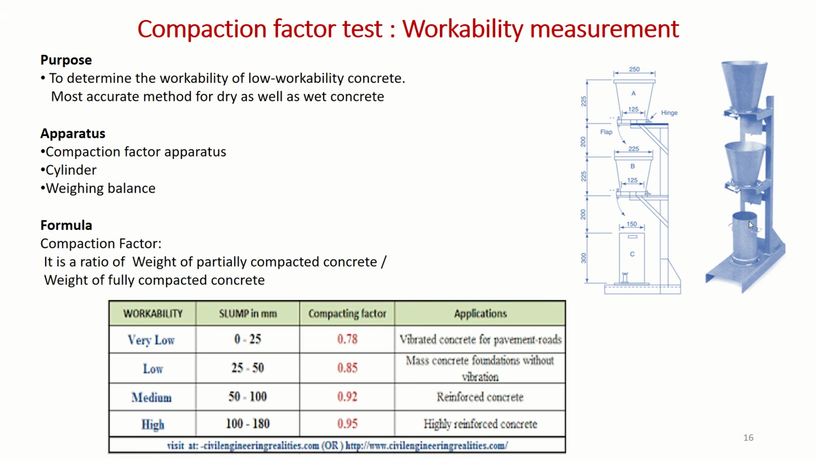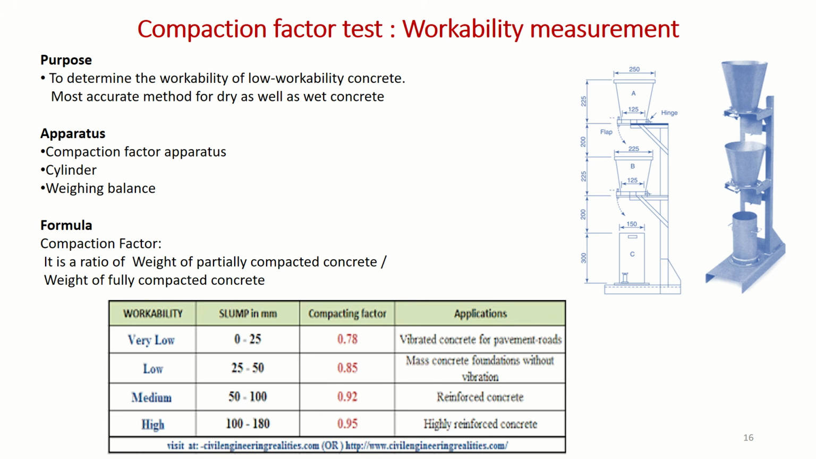Here you can observe the three buckets. Whenever concrete is prepared, we add it in the top bucket, then open the trap door of the upper bucket and allow the concrete to fall into the middle bucket. Then we open the middle bucket hopper and allow the concrete to fall into the cylinder. By leveling the cylinder, we take the weight without any compaction. That weight is called the partially compacted weight. Then we empty that cylinder into the tray and fill it again with full compaction, and that weight is taken as W2, the fully compacted weight. The ratio of partially compacted to fully compacted weight gives the compaction factor value.